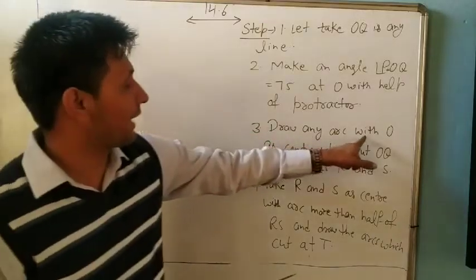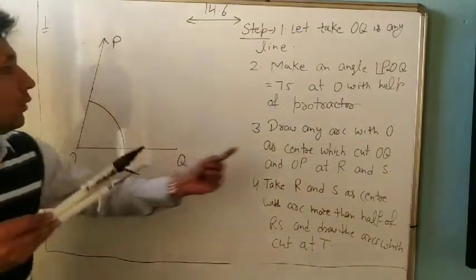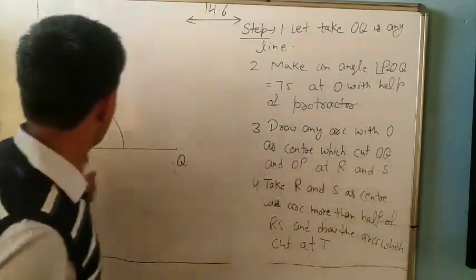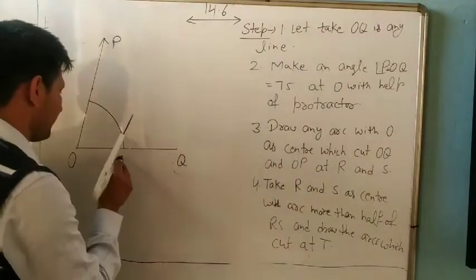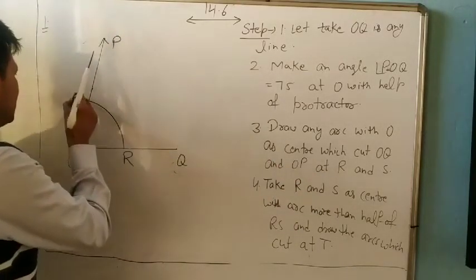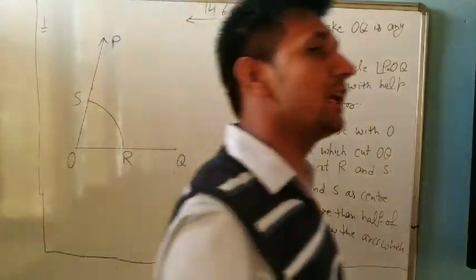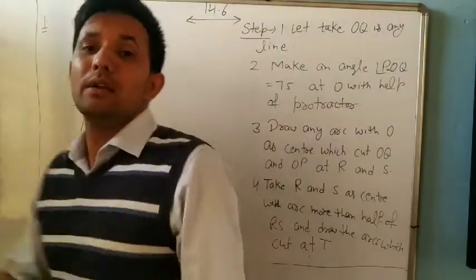Draw any arc with O as a center, which cuts the line OQ and OP. It is OQ at R and OP at S. Now an angle is given. Now we have to find its line of symmetry. Line of symmetry means bisector.